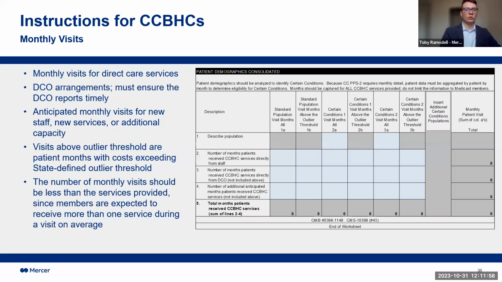You can see that historical monthly visits, those will be the monthly visits that actually occurred during the cost reporting period, are reported on line 2. DCO arrangements, which should be reported fully and timely, are reported on line 3. Anticipated monthly visits for new staff, new services, or additional capacity, and again, that'll be part of the initial cost report, should be reported on line 4.